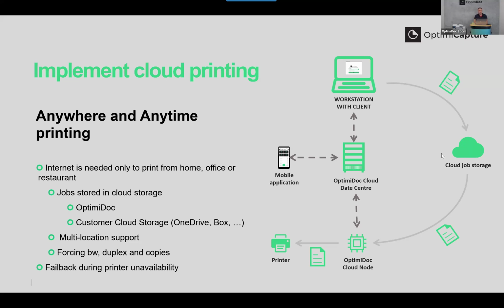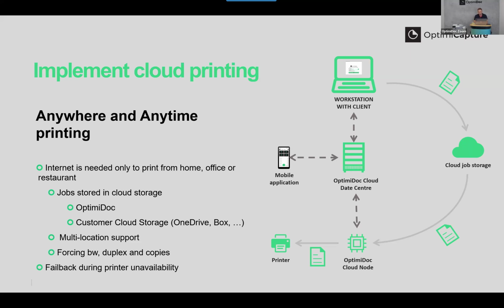What is important is that the cloud storage could be the OptimiDoc data center, but we can also utilize the cloud storages of the customers. So generally we can say OneDrive, Dropbox, SharePoint, all of these storages could be utilized as a spooler of the document. And even more, every user can utilize their own personal OneDrive or Google Drive as a storage. So once I'm printing, the document is stored in my personal OneDrive.